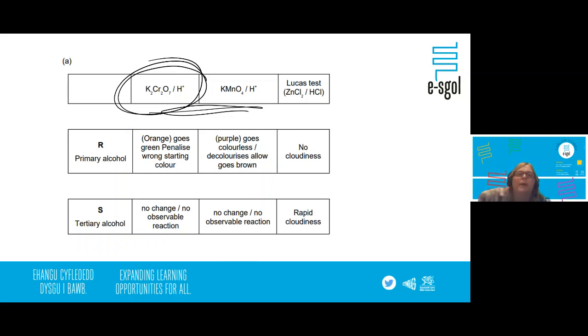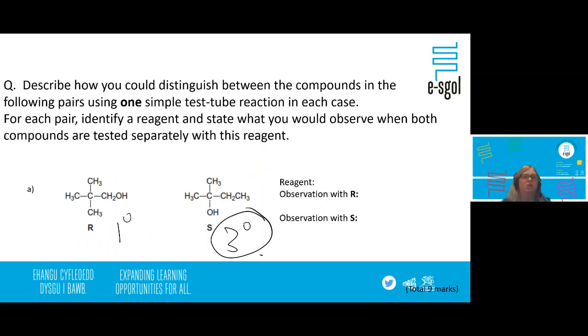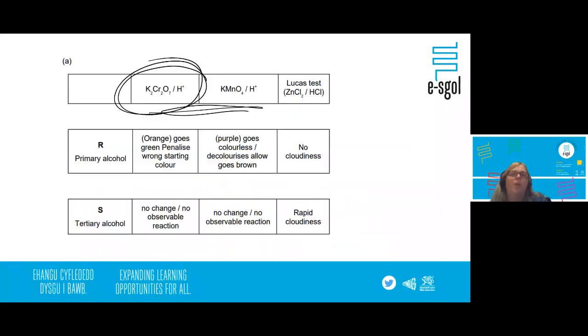The other classic mistake is, and if I go back to why I worded the question this way, they often forget that if they're tested separately with a reagent, do not forget to refer to both possibilities. So it's not good enough to simply say that R would go from orange to green with dichromate and then stop. You have to mention this detail, which is that S, which is a tertiary alcohol, in fact will have no observable reaction. You don't see anything happening.